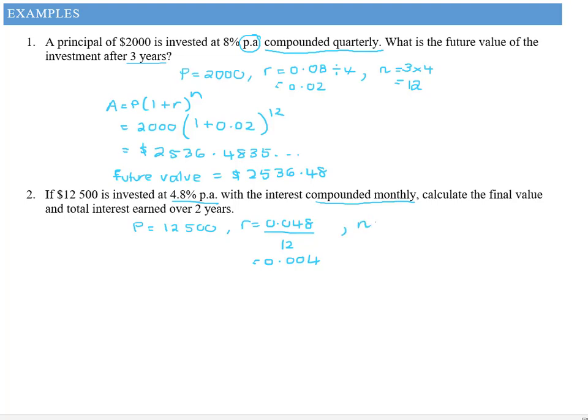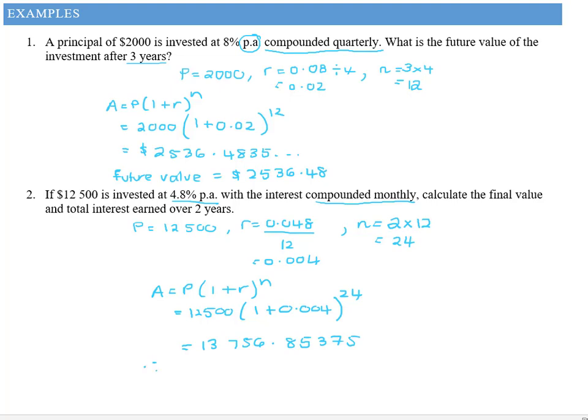And my time periods, I'm going to have to change those, because it's 2 years, but it's happening every month for 2 years. So I'm going to multiply that by 12. So I get 24 time periods. Now I'm going to use my formula, A equals P (1 plus R) to the N. My principal is 12,500. It's 1 plus my interest rate, which is 0.004, all to the power of 24. And if I work that one out, my calculator gives me 13,756 point a whole lot of decimal places.